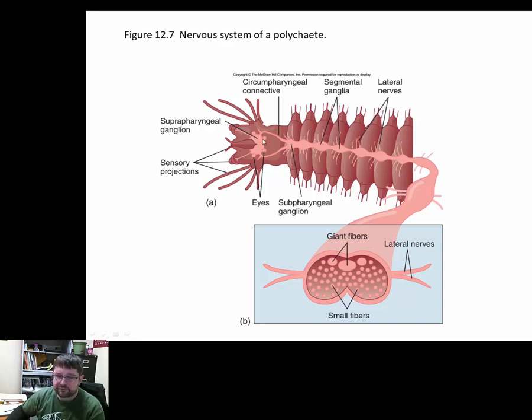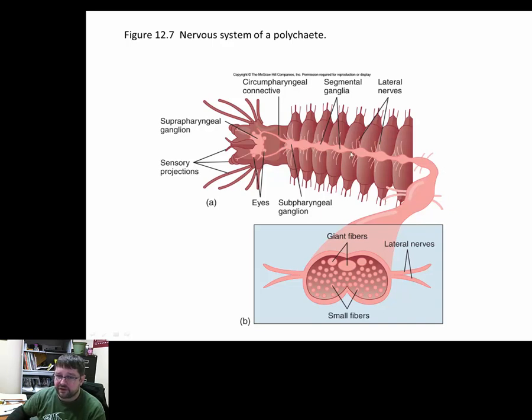The suprapharyngeal ganglion, or the brain, controls the head of the organism. It has eyes, tentacles, and sensory projections associated with it. This is controlling most of the sensory functions, the statocysts, etc., in this region of the organism. So it controls balance, sensing, the mouth, that region.